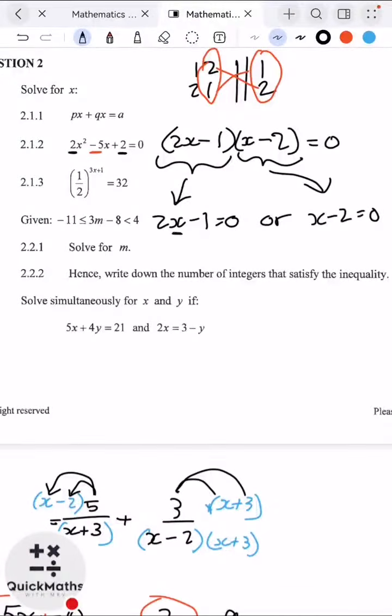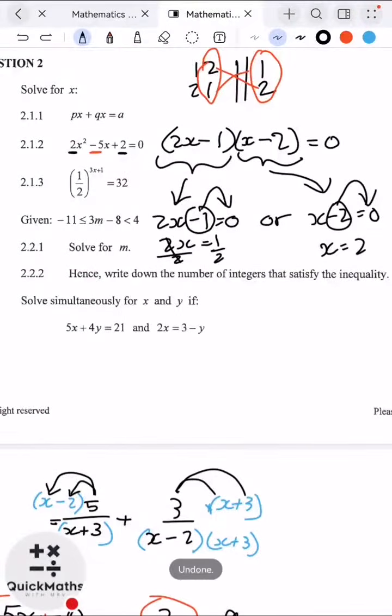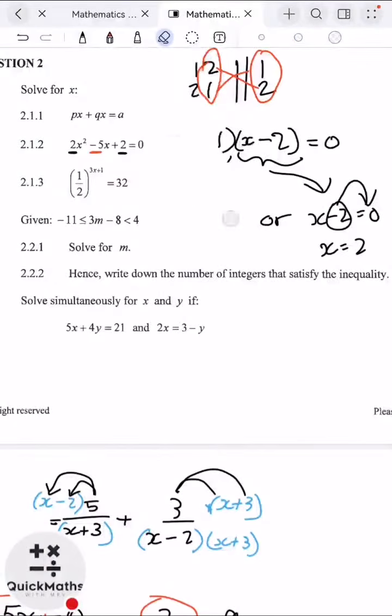Now these are both linear, x to the power of 1. That was quadratic, x squared. So now we're going to say add 1 on both sides. 2x equals 1, divided by 2. So x is equal to a half, and the other side, add 2 on both sides. x is equal to 2. That's a quadratic, so you expect 2 solutions, and they are our 2 solutions. Okay, cool. Let's get rid of that.